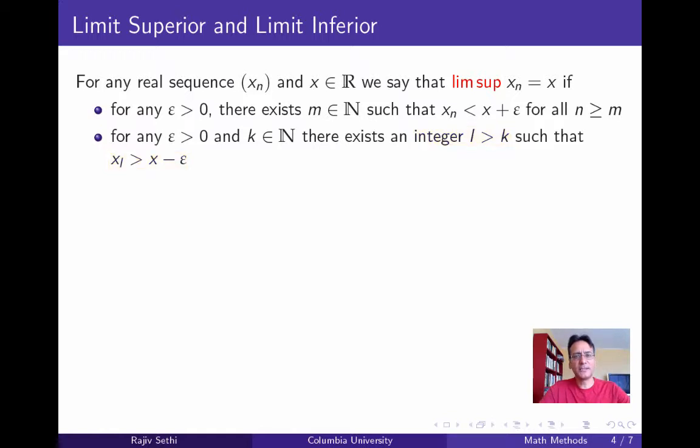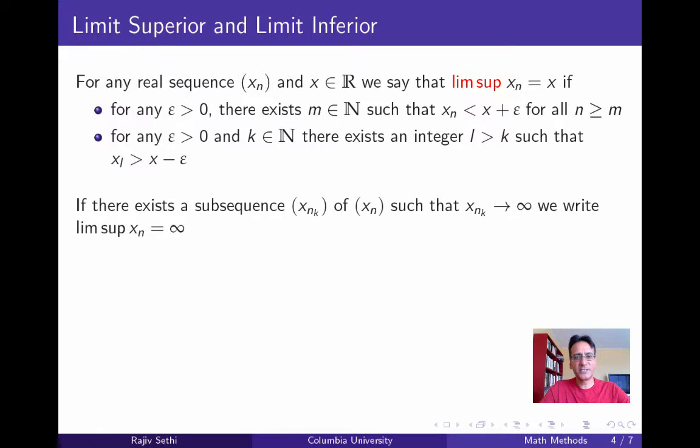Another way to think about this is that if the lim sup of x_n is x, then for any epsilon positive, there are just a finite number of terms larger than x plus epsilon. That's the first condition. And secondly, there are an infinite number of terms that lie within an epsilon neighborhood of x. And these two conditions guarantee that the lim sup of x_n is unique. Now it may be the case that there is no finite number x for which these two conditions hold. For example, if x_n contains a subsequence, x_{n_k}, that goes to infinity, then the first condition can't hold, and we write the lim sup of x_n to be infinity. And if x_n itself goes to minus infinity, then the second condition can't hold, and we write lim sup of x_n to be minus infinity.